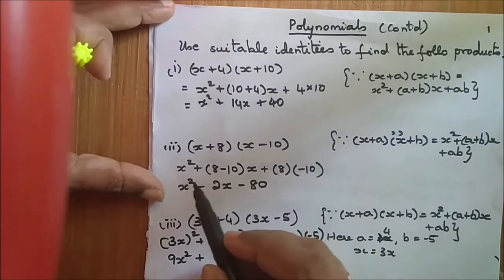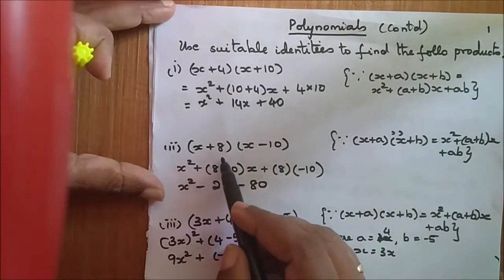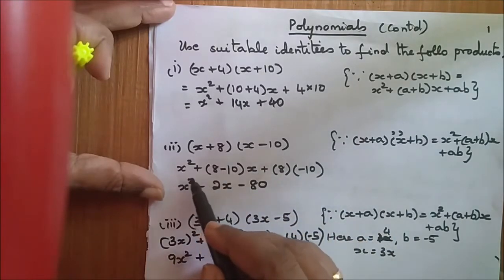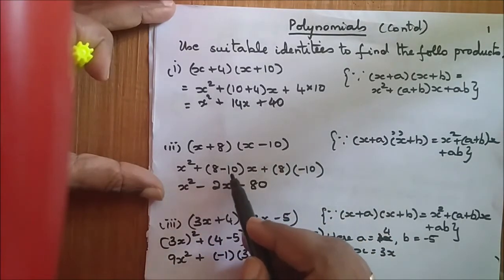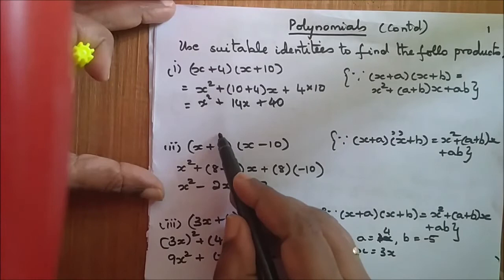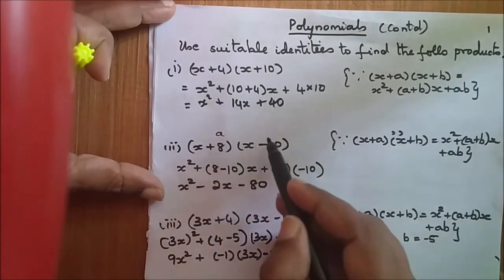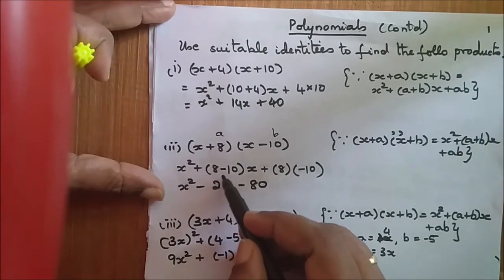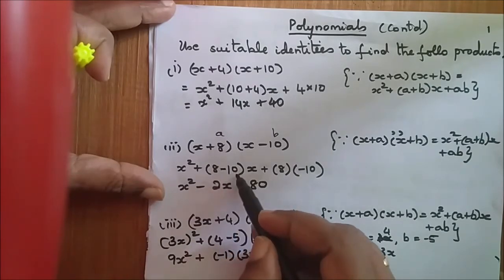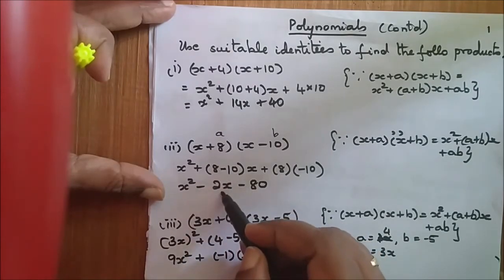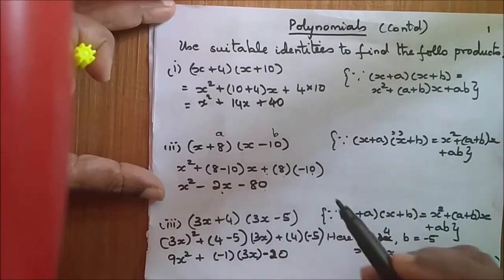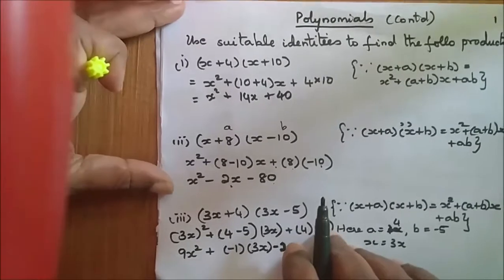Okay. The next is (x + 8)(x - 10). So it is nothing but x squared plus (a + b). What is a in this case? A is 8 and b is minus 10. So 8 plus of minus 10 is 8 minus 10, which is minus 2x, plus 8 into minus 10 is minus 80. I hope you get it.